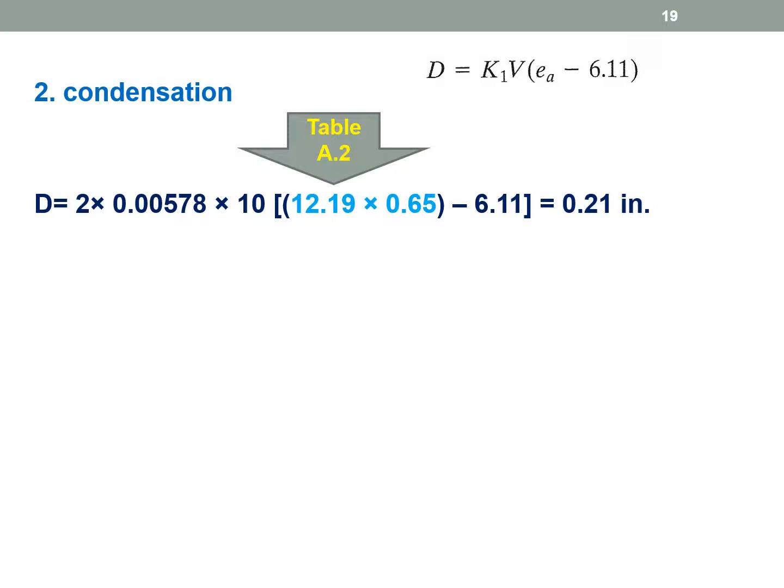That will be 0.21. Why do you have times 2 here? The formula is for 6 hours. The problem is asking for 12 hours. You need to multiply by 2, and K1 will be 0.00578.